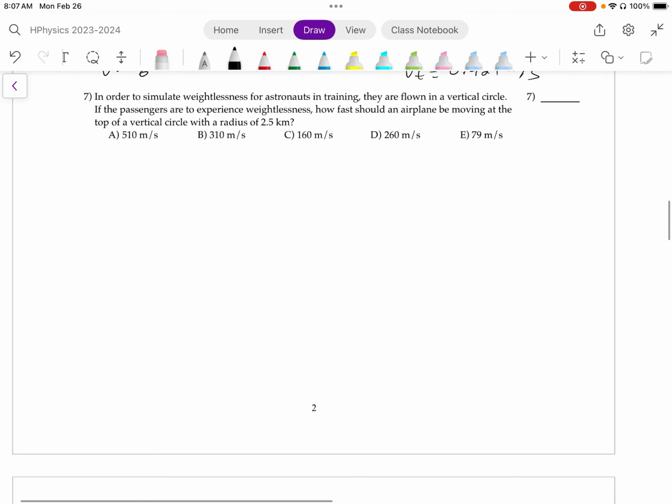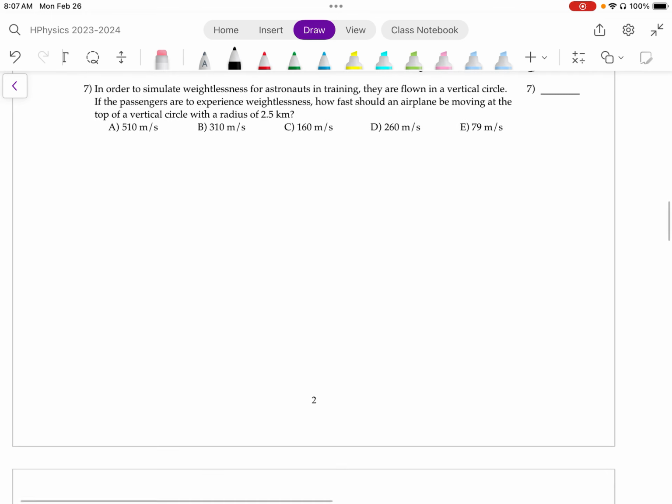One more for this solutions video. This is part 1. In order to simulate weightlessness for an astronaut in training, they are flown in a vertical circle. If the passengers are to experience weightlessness, how fast should the airplane be moving at the top of the vertical circle? So I have a vertical circle. Just think about that. Here is the plane.